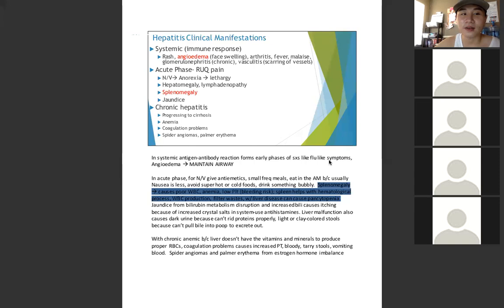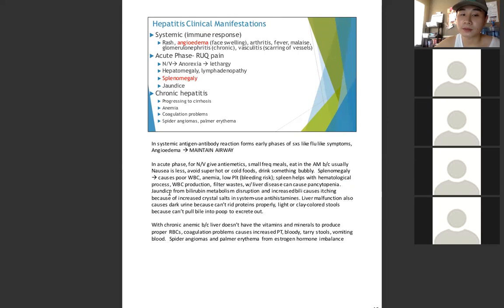Okay, good. Thank you. Yes, so again, the spleen is where white blood cells, red blood cells, and platelets are stored. So if there's issues with the liver, it will lead to the enlargement of the spleen and result in pancytopenia. All right, jaundice from bilirubin metabolism disruption, and increased bilirubin can cause itching.